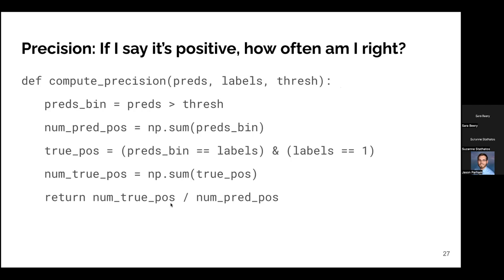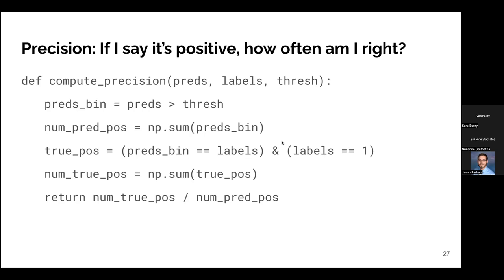And so one that's a little more commonly used in practice is precision. And so precision says, if I predict that it's positive, how often am I right about that? And so similarly, it's a lot of the same operations where you first binarize your predictions, you compute how many things did I predict that are positive, how many things are truly positive. So we're seeing where the binary predictions are the same as the labels, and then we're seeing where the labels are one. So this is telling us which positives are correct.